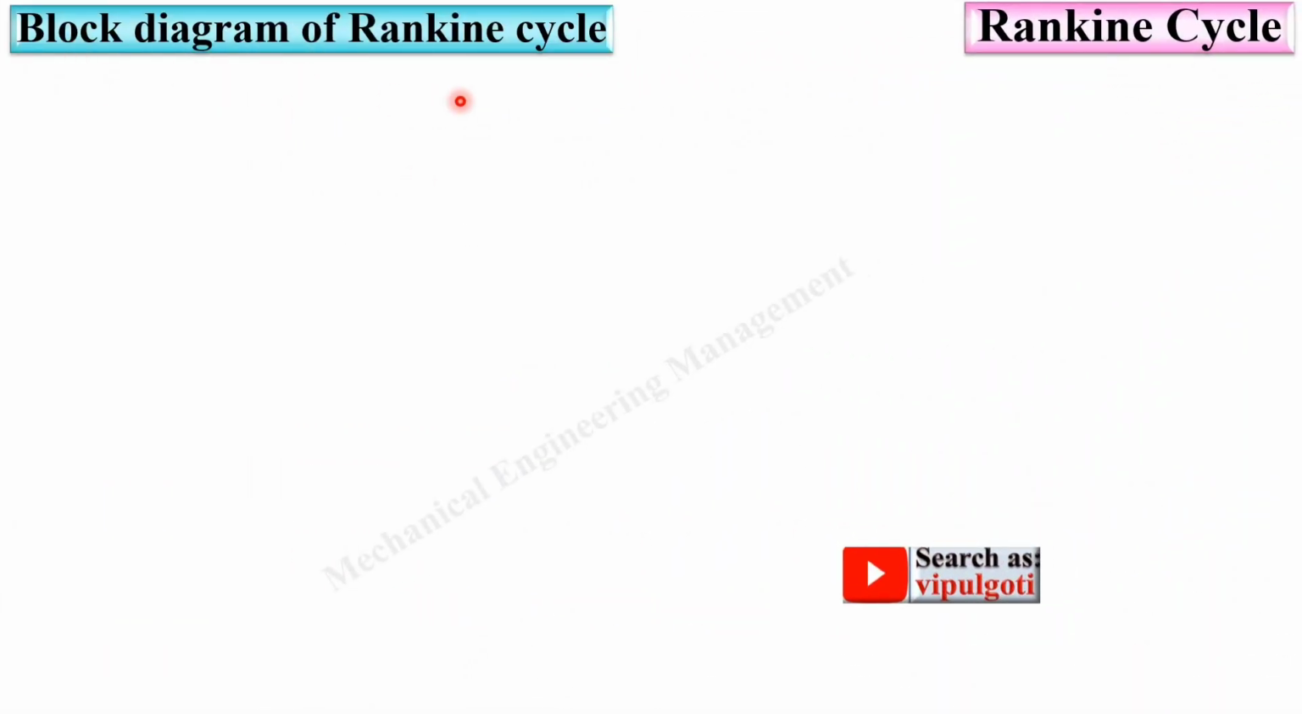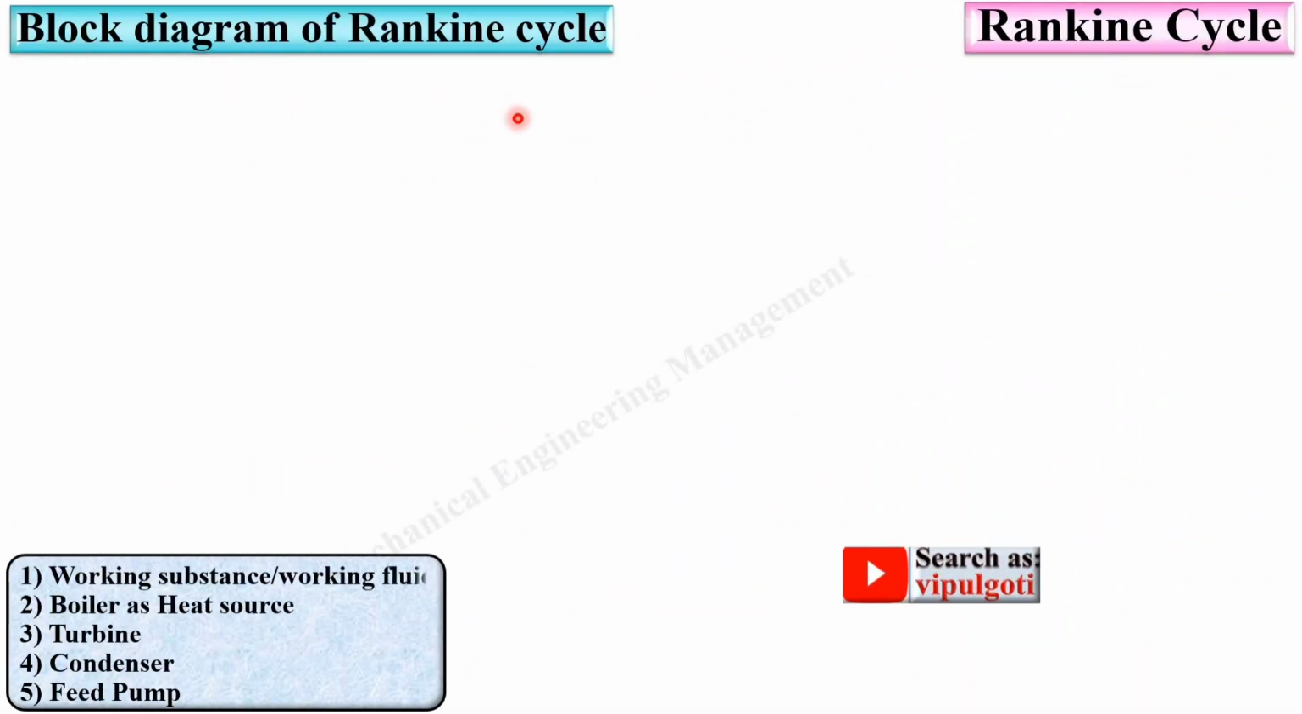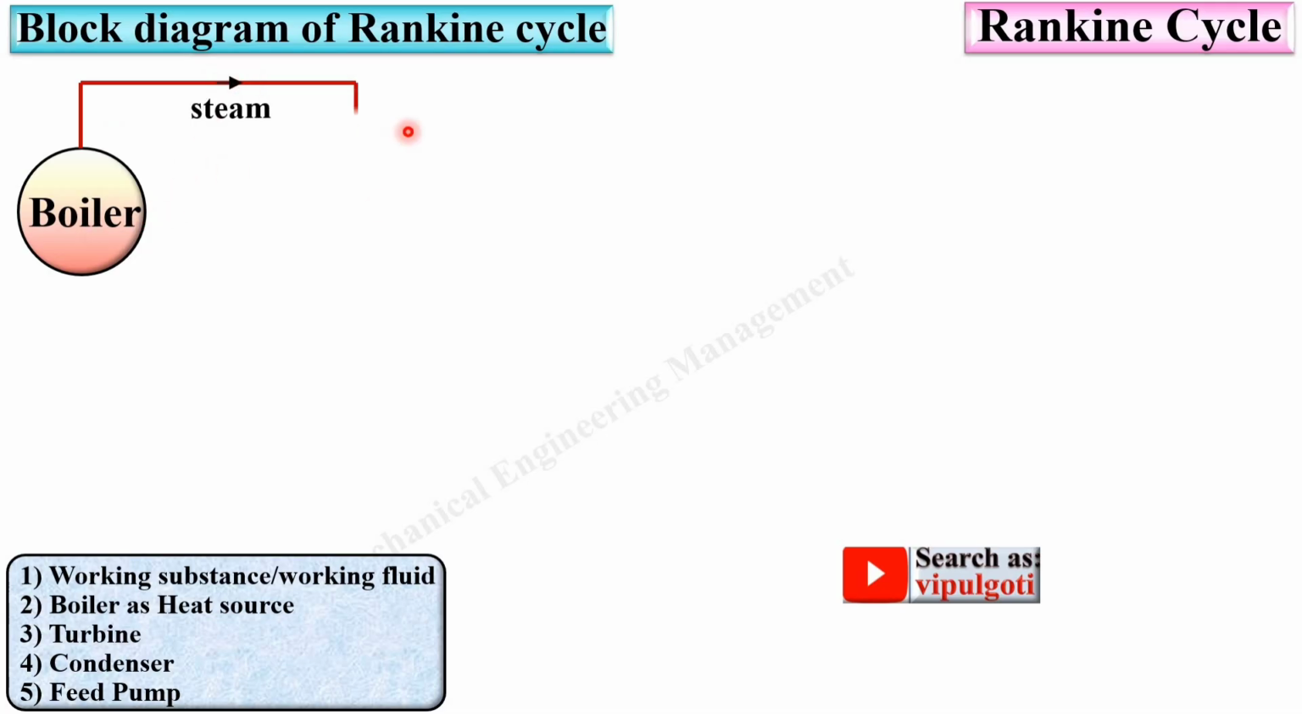So let's start with the block diagram of the Rankine cycle. These are the 5 different parts in the Rankine cycle. Let's start with the first one, the boiler, that is considered as a heat source. Here the steam is generated in the boiler and supplied to the turbine. This is actually the expander, where the steam will expand so that the net work done will be given by the turbine.